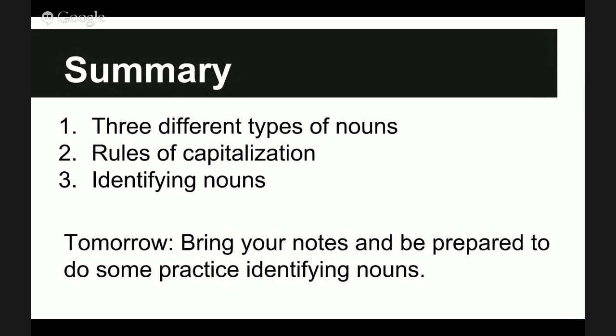So to summarize the flipped classroom lesson for today on identifying nouns, what's important for you to know? You need to know that there are 3 different types of nouns. So you need to know the difference between proper nouns, common nouns, and gerunds. You need to know the corresponding rules for capitalization with those different types of nouns. And then you need to be able to identify the different types of nouns in speech and writing. And that's what we're going to do tomorrow in class.